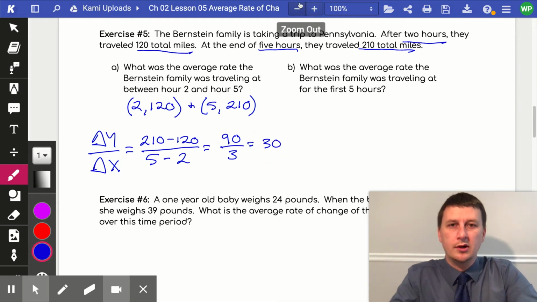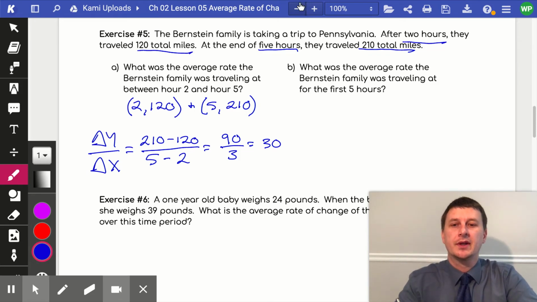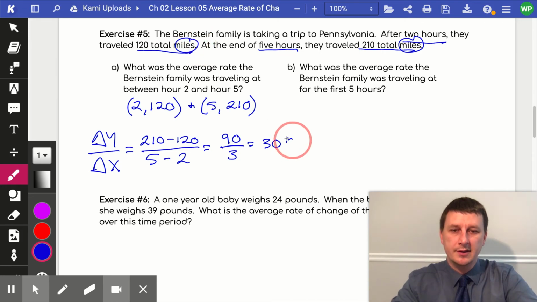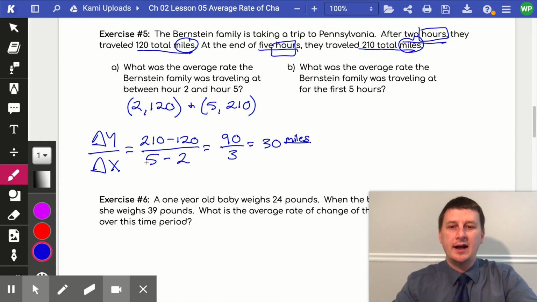But now this is a word problem, so we should have word answers. We also have units here. So let's remind ourselves what the units in the numerator were. And the units in the numerator were, well, 210 and 120. 210 miles, 120 miles. So my numerator is going to be miles. Now, what's going to be my denominator? 5 and 2. Let's go back and see what 5 and 2 represented. 5 hours, 2 hours. So this 5 and this 2 represent hours.